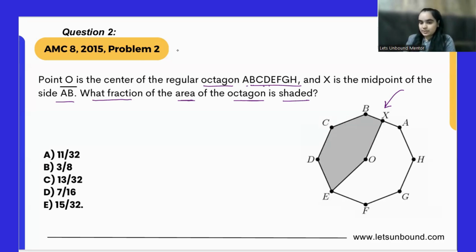Now, pretty easy question. They have already given us the hint that this point is the middle point of AB. So there can be two different ways to solve this question by splitting up this figure.